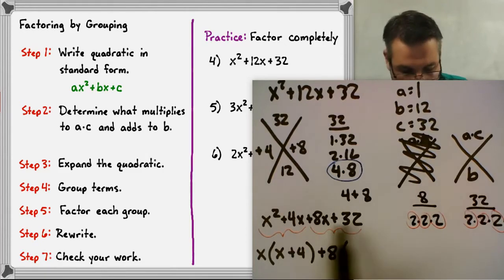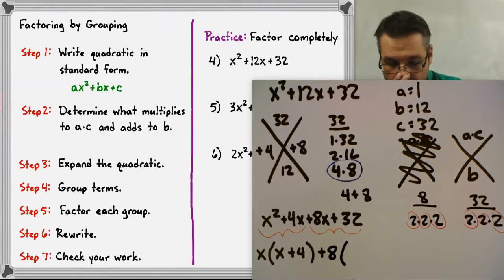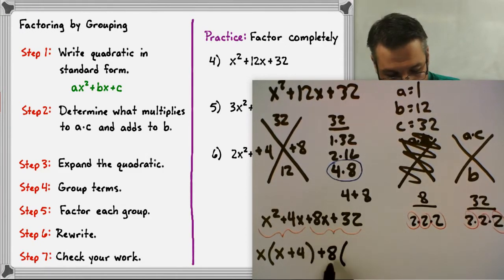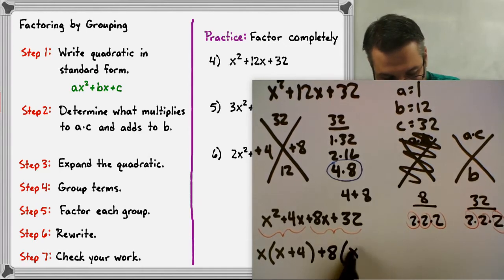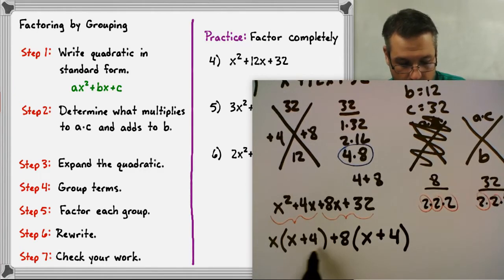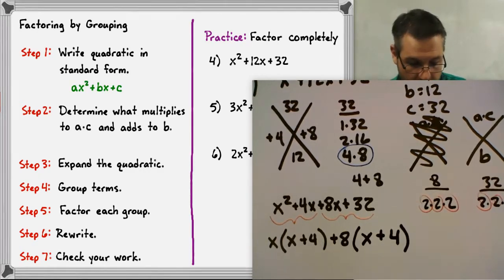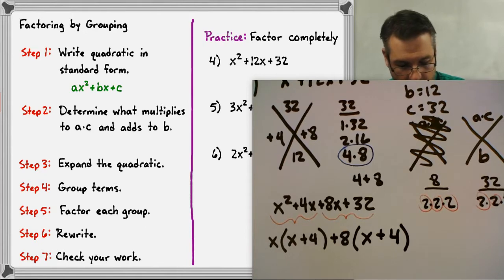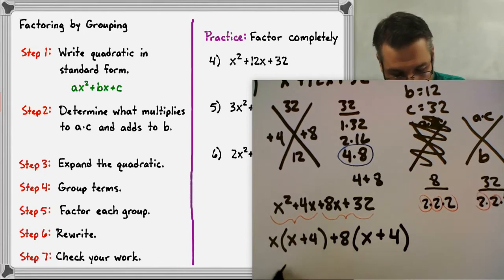And then they don't both have an x, so I can't take an x out. And then 8x divided by 8 is x, or in other words, 8 times what gives you 8x, 8 times x. 8 times what gives you 32, that'd be 4. We know we did this right because the two terms inside the parentheses are the same. Then we take the two terms outside and rewrite those in one parenthesis. And the term inside the parentheses that's the same, we can write that as the second parenthesis.